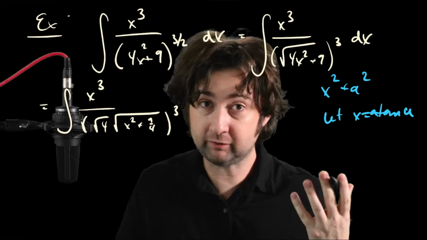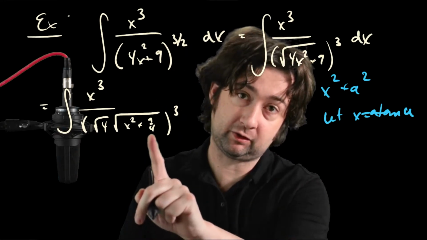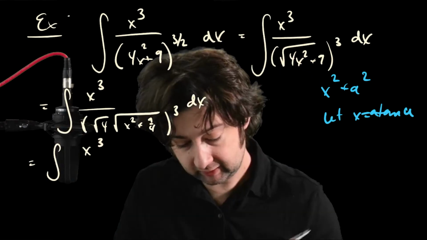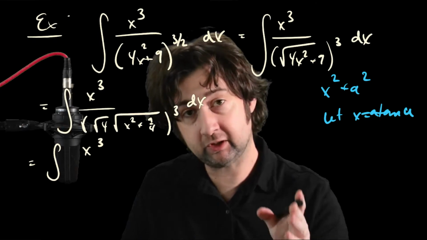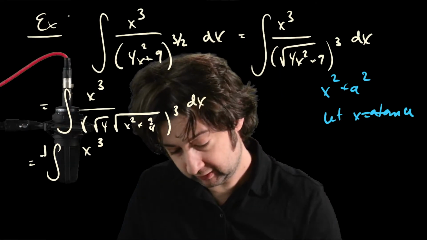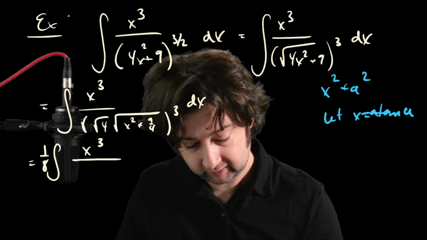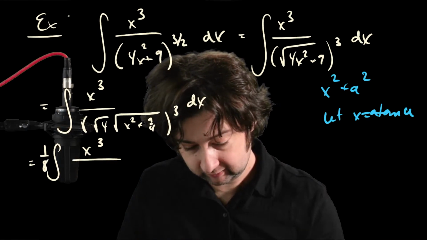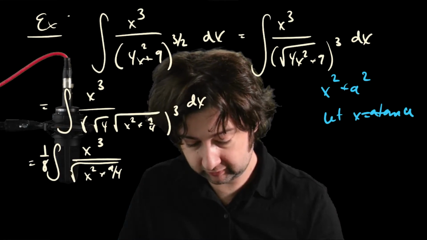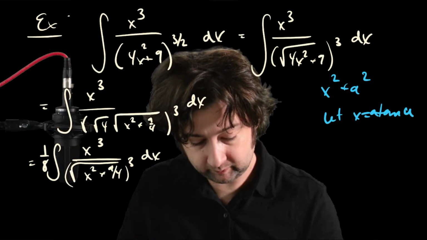And now I've got a correct form, because the a here is 3 halves. A squared is 9/4, so a is 3 halves. So that square root of 4 on the bottom is really a 2, but 2 to the third is an 8. So let's put a 1/8 out here. And on the bottom, we're going to get the square root of x squared plus 9/4, to the third, dx.